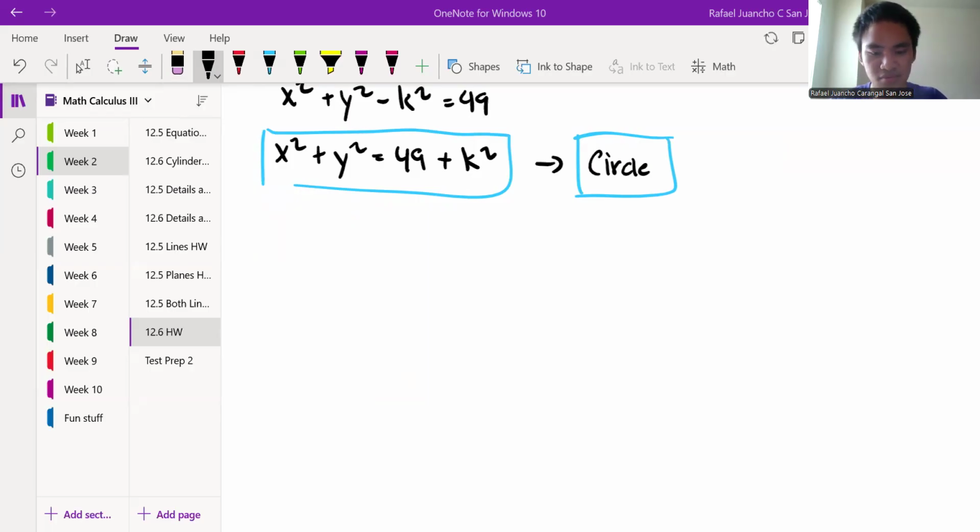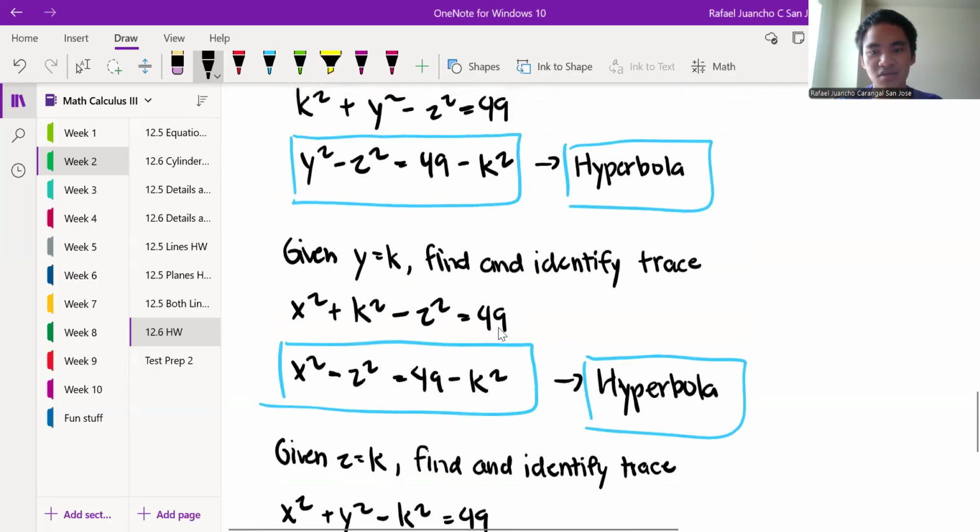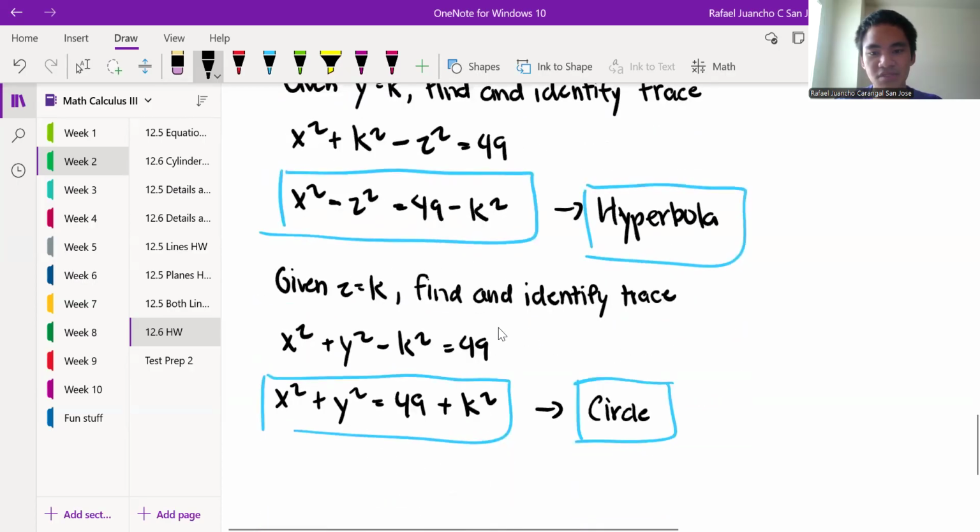Let's just type in what we found. Okay, x squared plus y squared equals 49 plus k squared. And that's a circle. And now, can we describe what kind of shape this is? Well, we have two hyperbolas. So it's hyperbolic, and then we have a circle.